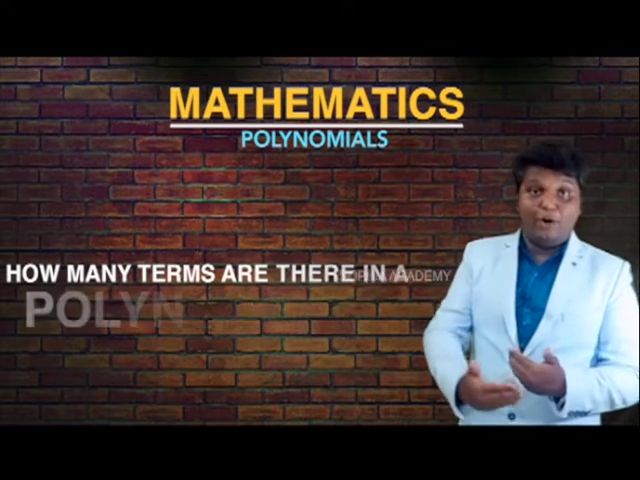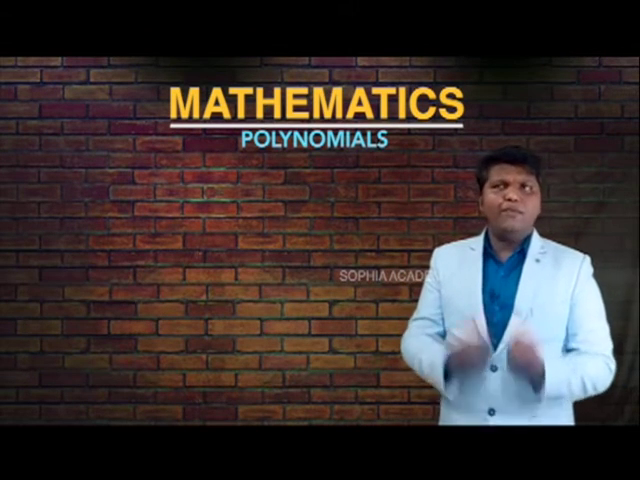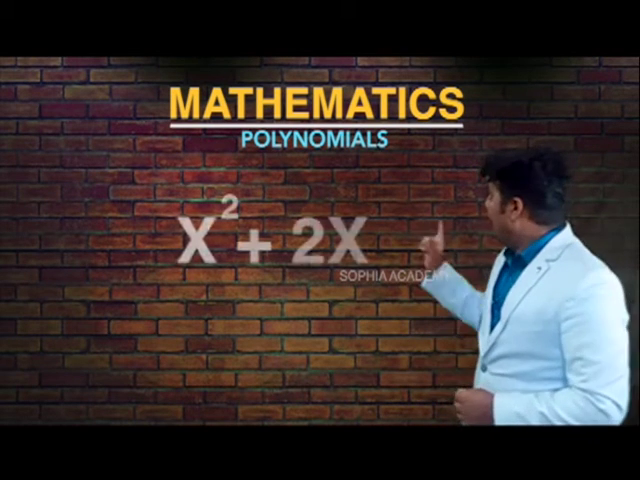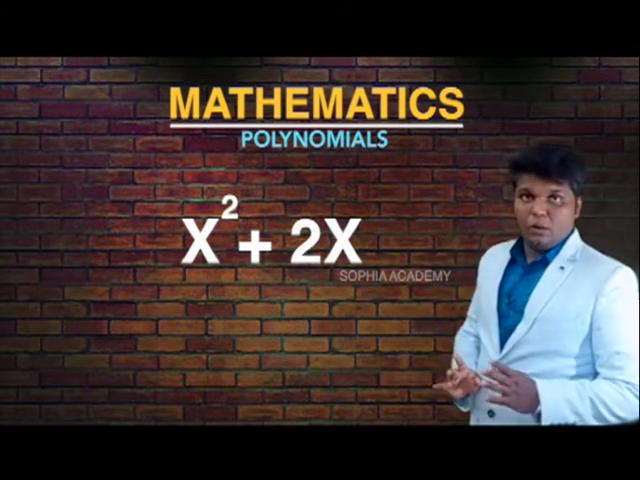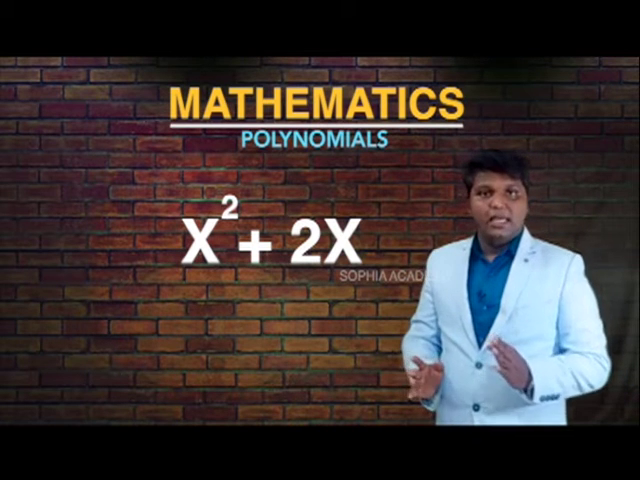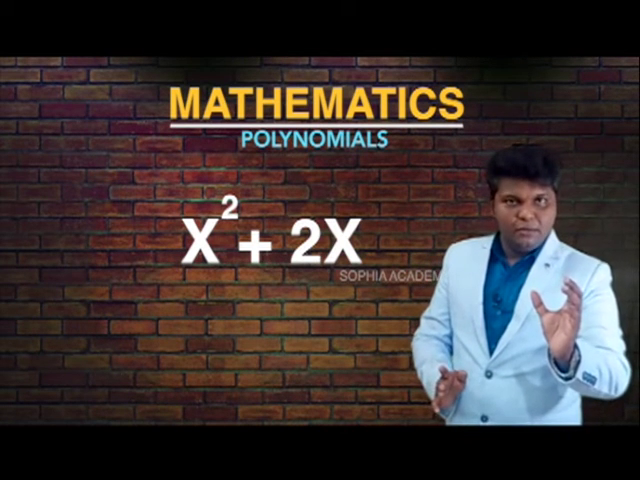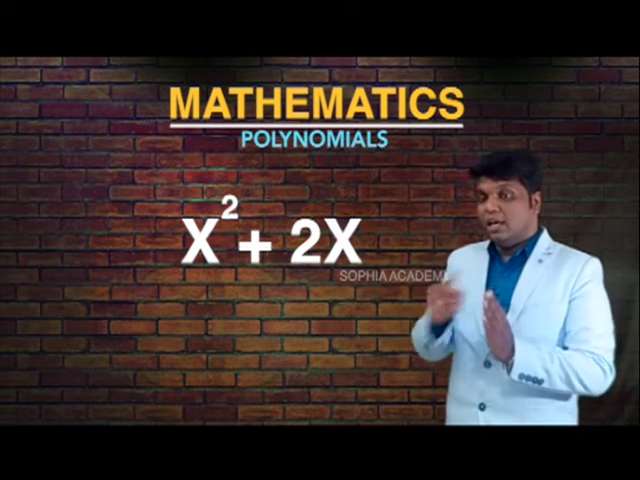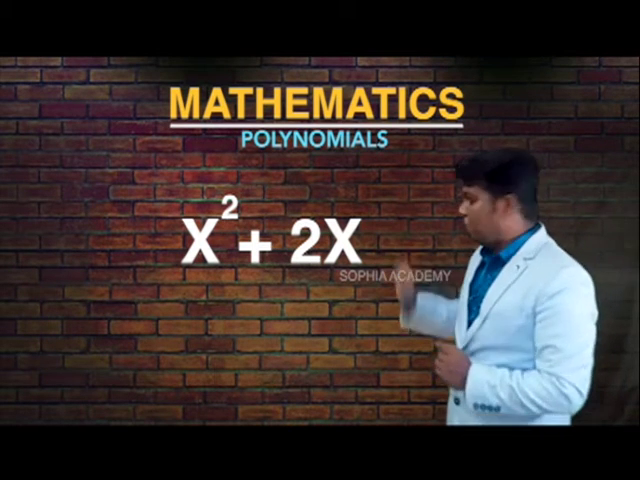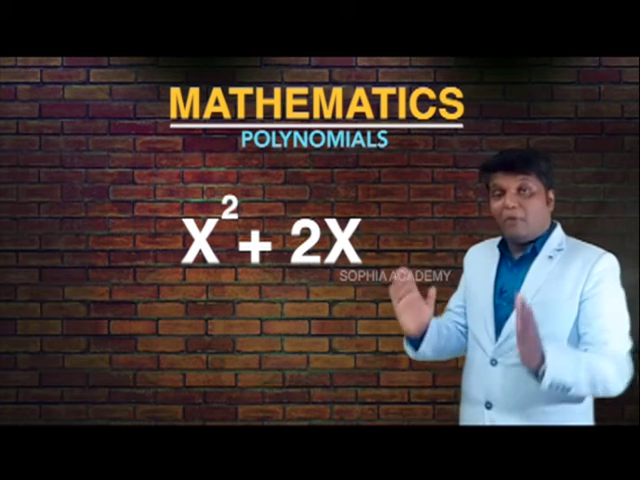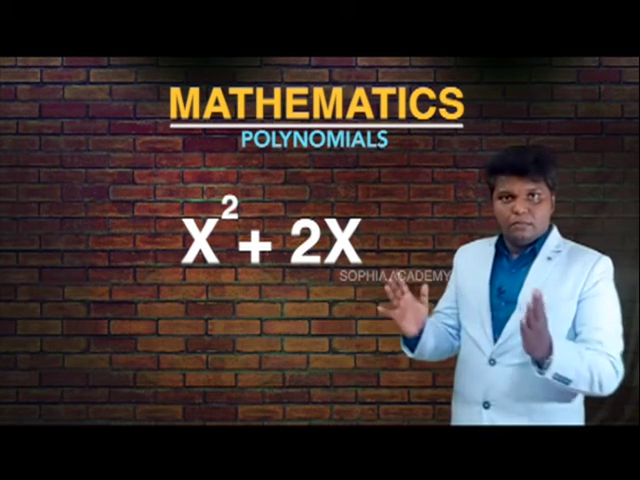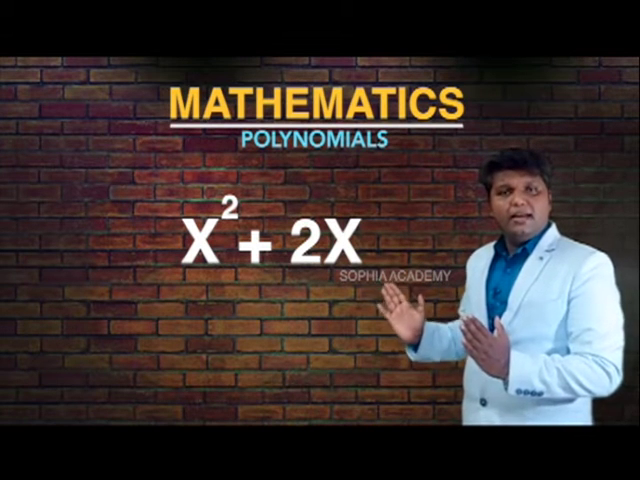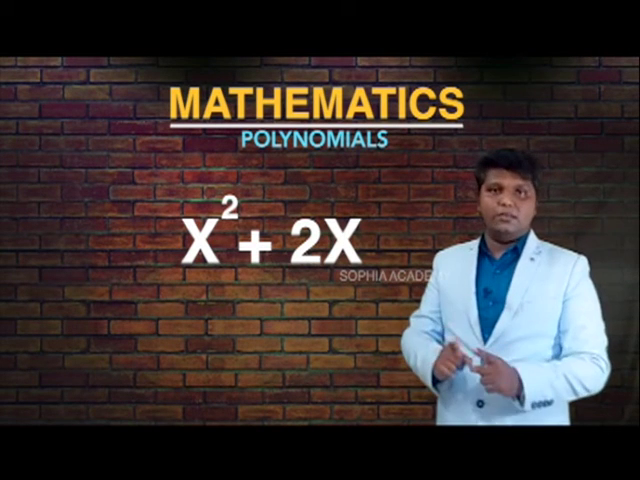Now, how many terms are there in a polynomial? We are going to that topic. What are the total terms? How can we identify the terms of a polynomial? Let me give you an example. Let us take x square plus 2x. Here you can see x square, right? That is a variable. 2x, another variable. In between x square and 2x, you can see there is a plus sign, right? So this plus sign separates the variables into 2. Before the plus sign lies x square, after the plus sign lies 2x. So we can say there are 2 terms.